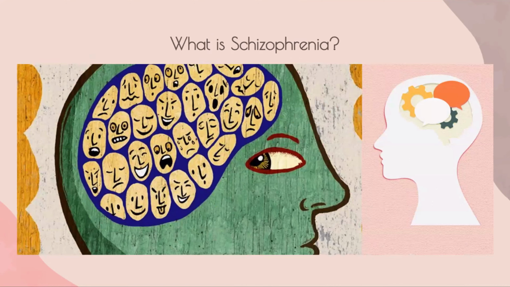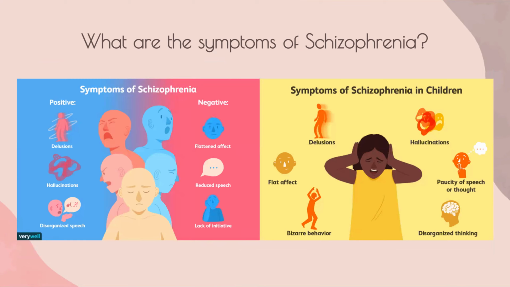Schizophrenia is a mental illness characterized mainly by an inability to differentiate reality from products of one's mind, along with many other complex symptoms. These are some symptoms of schizophrenia.